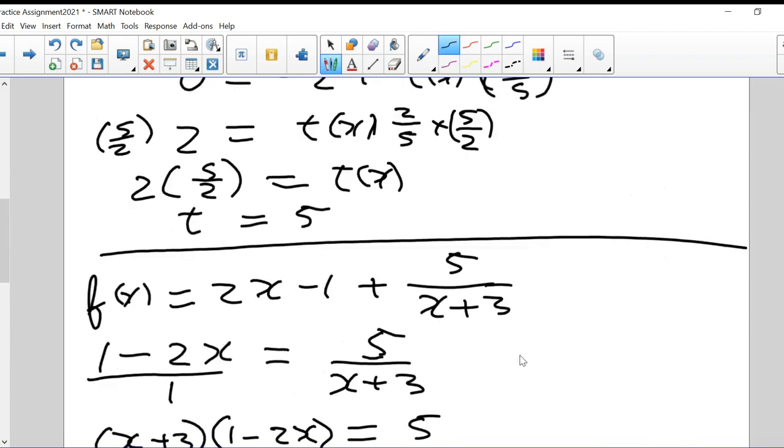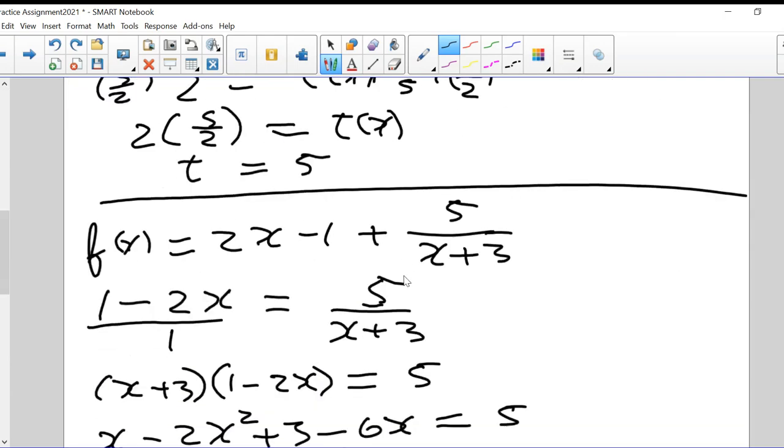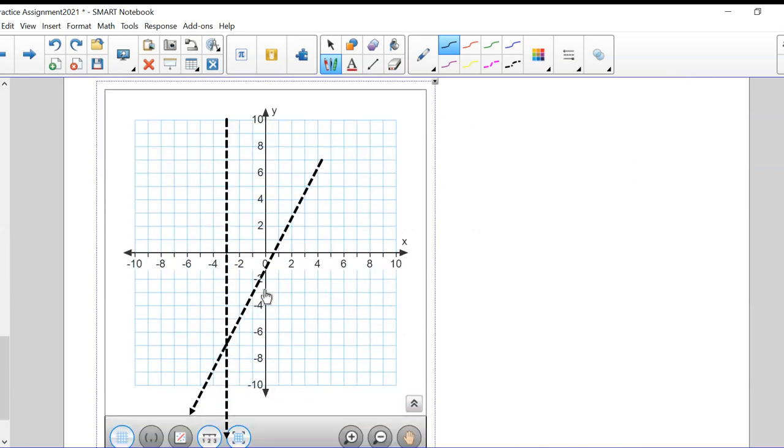Okay, so let me come down now and have a quick look at what was already in place. We have a vertical asymptote at minus 3, and we have an OA at 2x minus 1. Let's see what that looks like. So 2x minus 1 looks like this. That's one asymptote there. And the other asymptote, x equals minus 3, is right there. And all I need to do now is put in the points that I know are there, and then I can come up with a reasonable sketch of this graph.